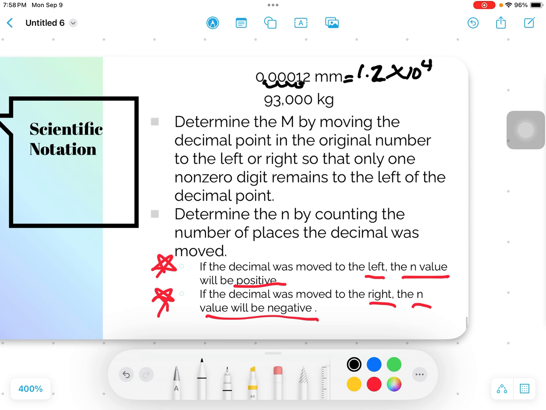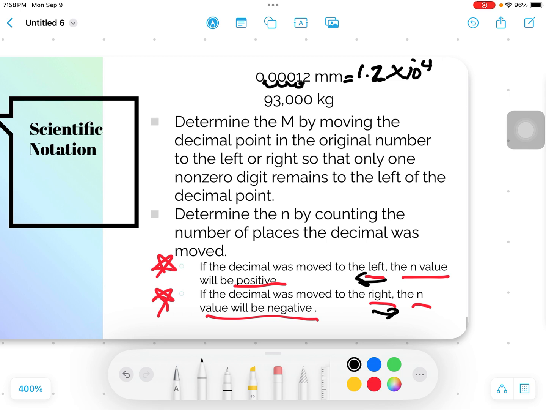Now, like it just said, if you move it to the right, like we just did, it's going to be a negative exponent. If you move it to the left, it'll be a positive exponent. So we moved it to the right, so it's going to be negative. I always say the smaller the number, it's going to be a negative exponent. If it is a larger number, it's going to be a positive exponent.